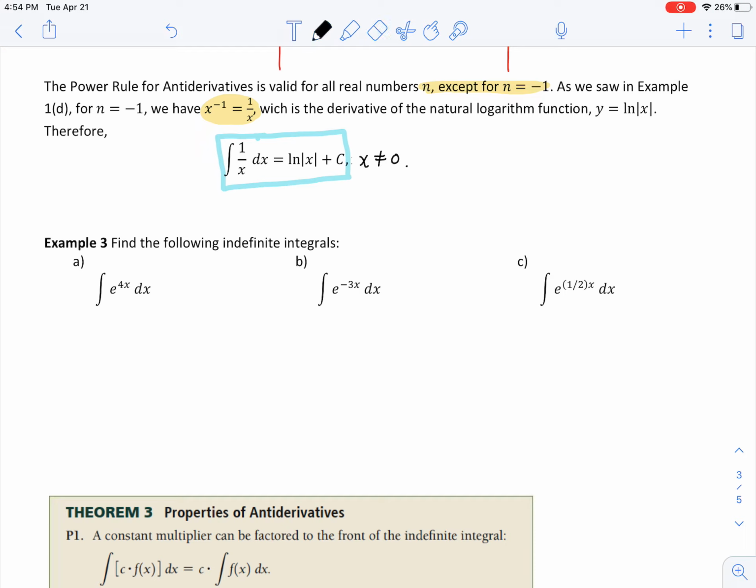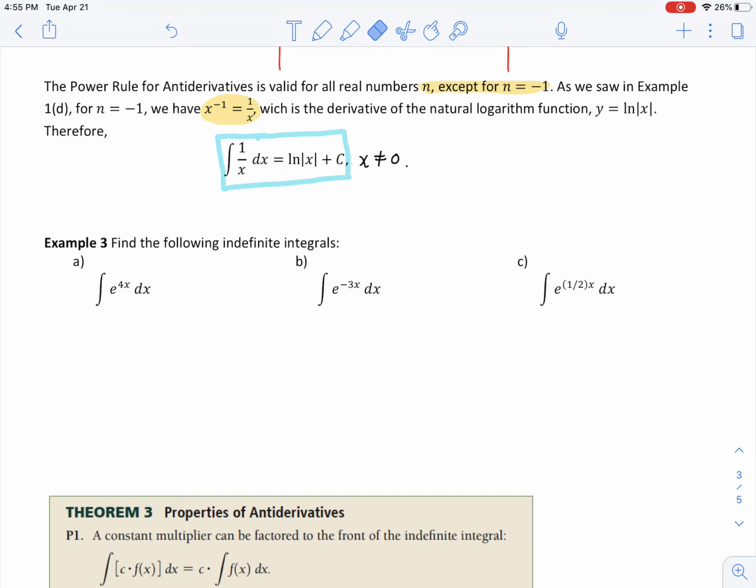Because we usually don't restrict that. What we usually do is we just simply say x is not equal to 0. Okay, because we want to have a different domain, really. So the most general antiderivative of 1 over x is going to be natural log of absolute value of x, not just natural log of x.